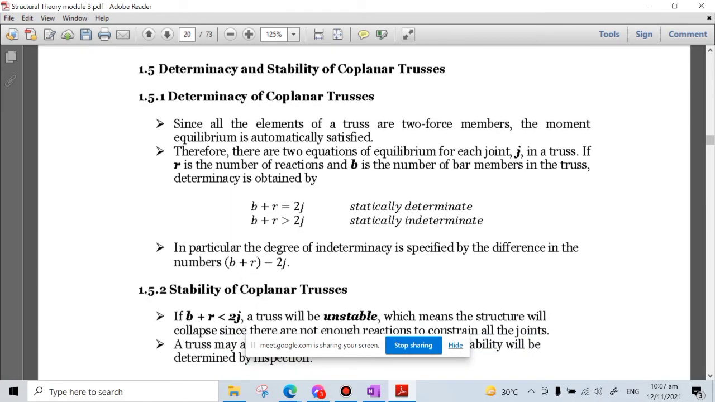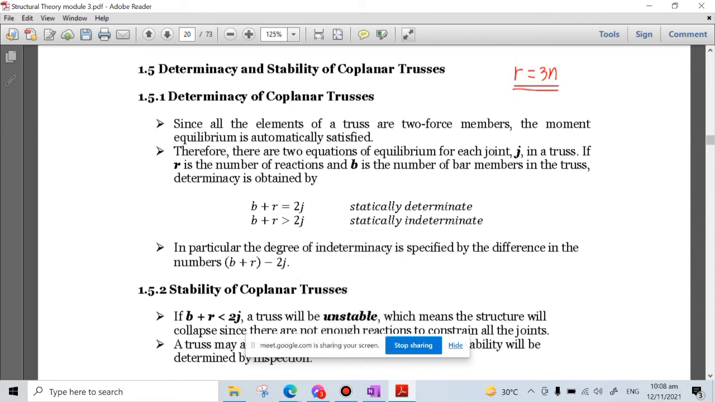And ganyan, pag-uusapan naman natin yung determinacy and stability of the coplanar trusses. If you are going to recall dun sa previous natin na sa beam, anong formula natin doon for determinacy? Anyone? Formula natin ang determinacy sa beam? R equals 3N, sir. Yes. R is equal to 3N. This is true para sa beam.